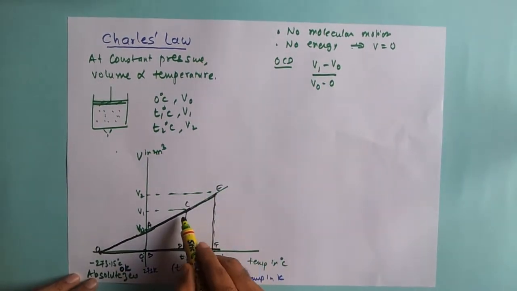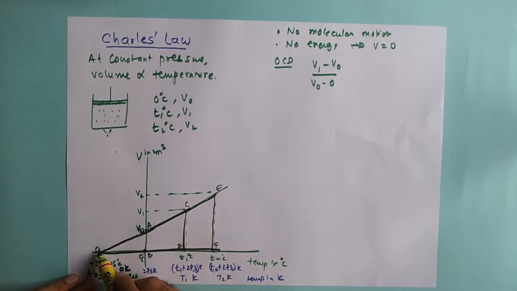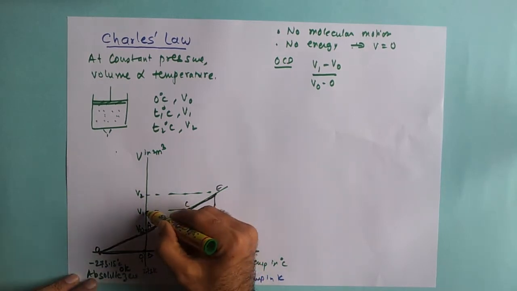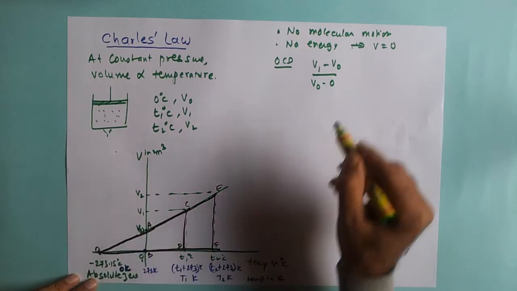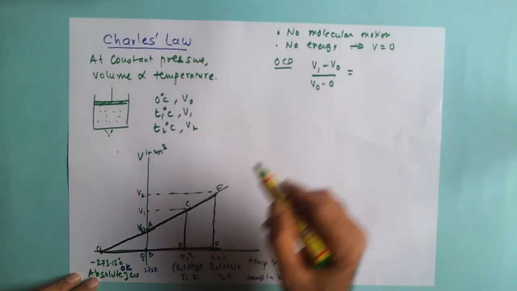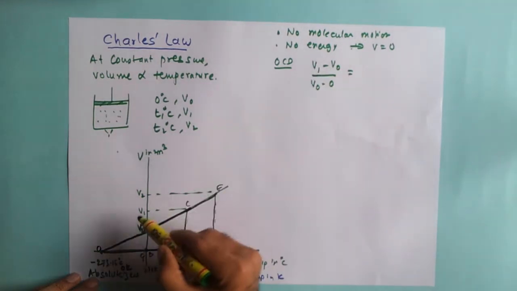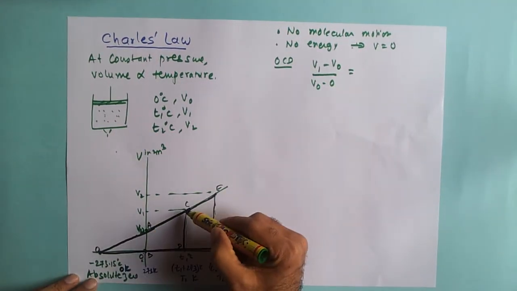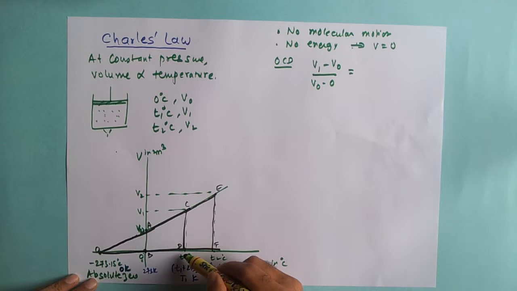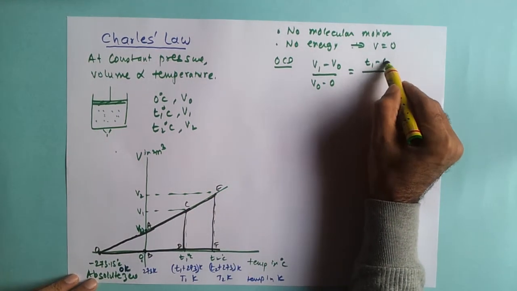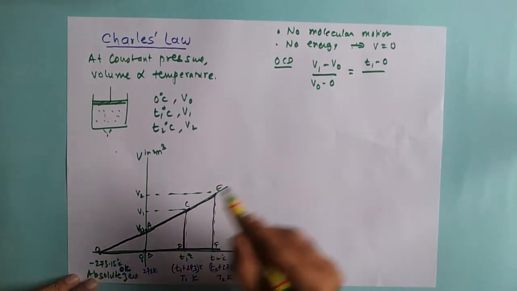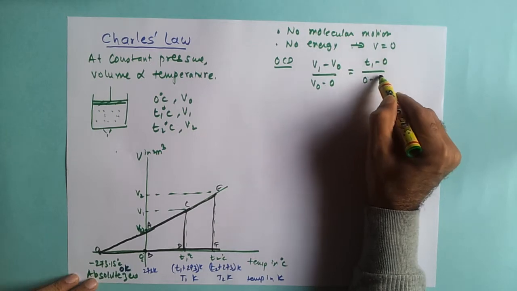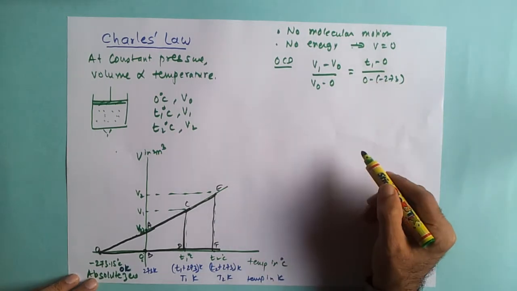So I am subtracting the volumes: V1 minus V0 upon V0 minus 0. This is the Kelvin scale. So V1 minus V0 and V0 minus 0, because the volume over here is 0. That will be equal to, if I look at temperature, here I have V1 minus V0. So if you look at the corresponding temperatures, I will have T1 minus 0. And for V0 minus 0, the corresponding temperature will be 0 minus 273. I hope you got this.